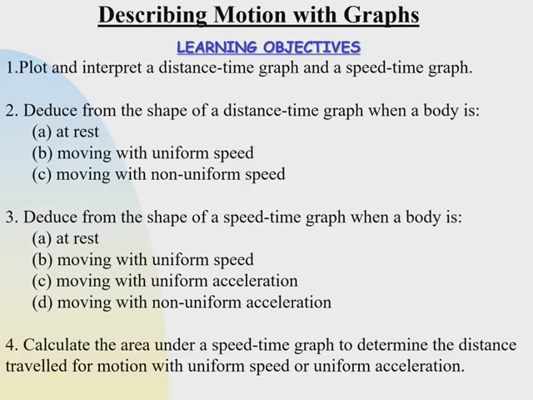Deduce the shape of the distance time graph when a body is at rest, moving with uniform speed, and moving with non-uniform speed. Deduce the shape of the speed time graph of a body at rest, at uniform speed, with non-uniform acceleration, and with uniform acceleration. Calculate the area under the graph. These are the four main learning objectives.